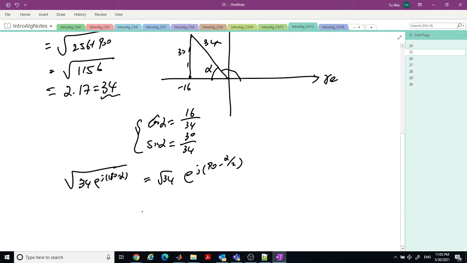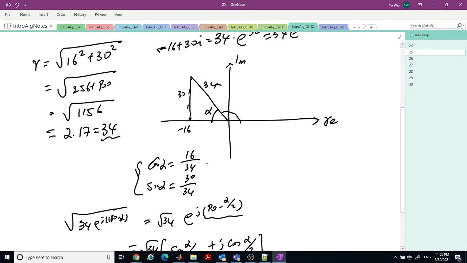So this one means that it is equal to root 34 times cosine of this angle, which is the sine of alpha over 2, right? Plus j sine of this one, which is cosine of alpha over 2, okay? Now we want to calculate the cosine alpha over 2 from here, right?